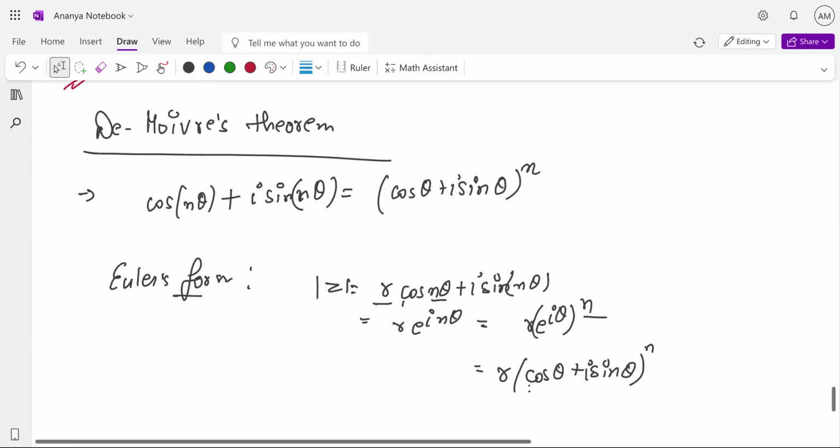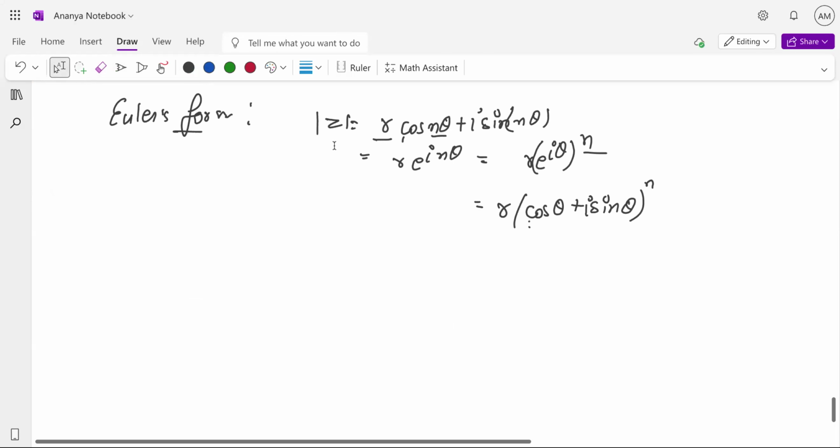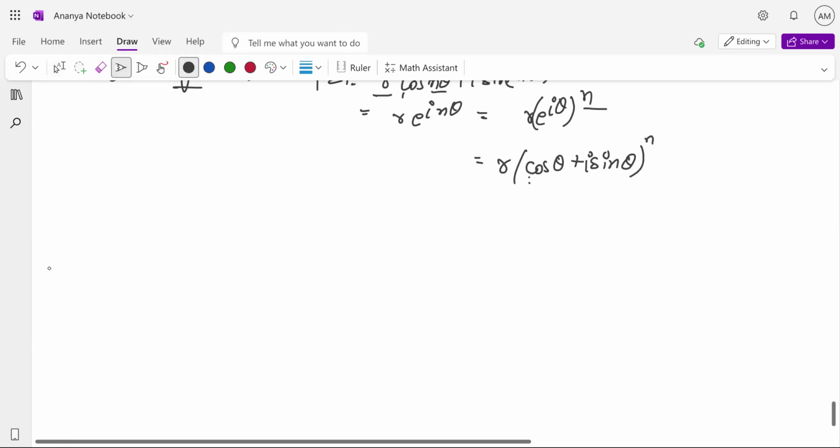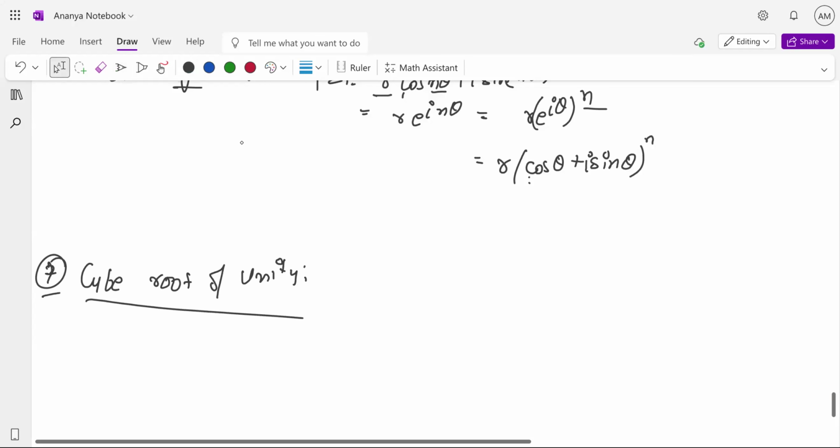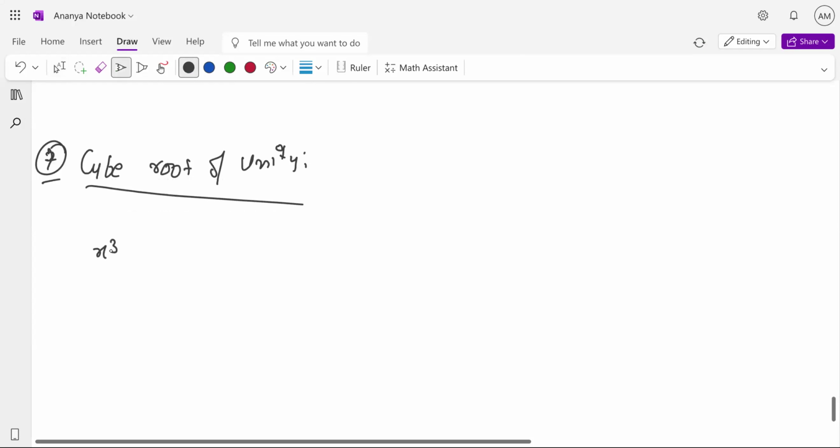Okay. Now let's go back and study cube root of unity. And this is the important thing basically. If I ask you, solve this thing, can you solve this one? What should be the value of x? 1, sir. Okay. Will it be 1 only or anything else? It will be 1 only, sir.